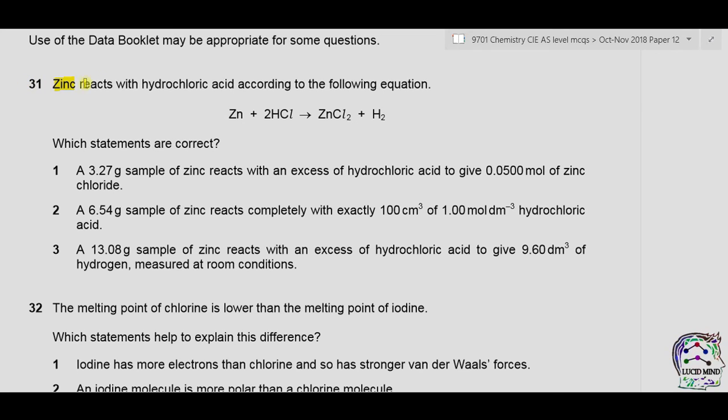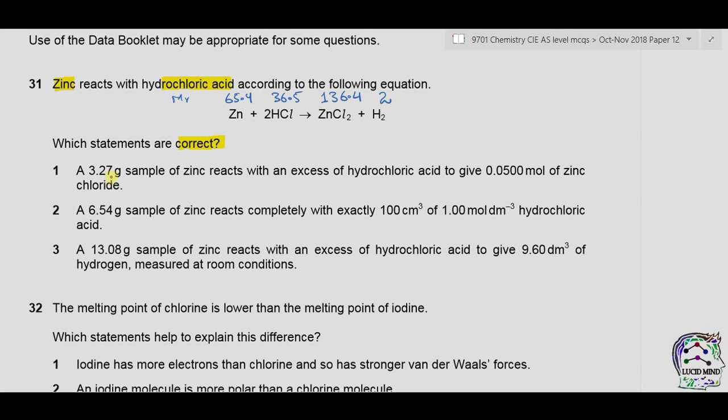Question 31. Zinc reacts with hydrochloric acid according to the following equation. Metal plus acid gives salt and hydrogen. Which statements are correct? The molecular mass from the periodic table we can find out. For zinc it is 65.4. For HCl, hydrogen is 1, chlorine is 35.5, so it is 36.5. For zinc chloride it is 136.4. For the hydrogen molecule it is 2.